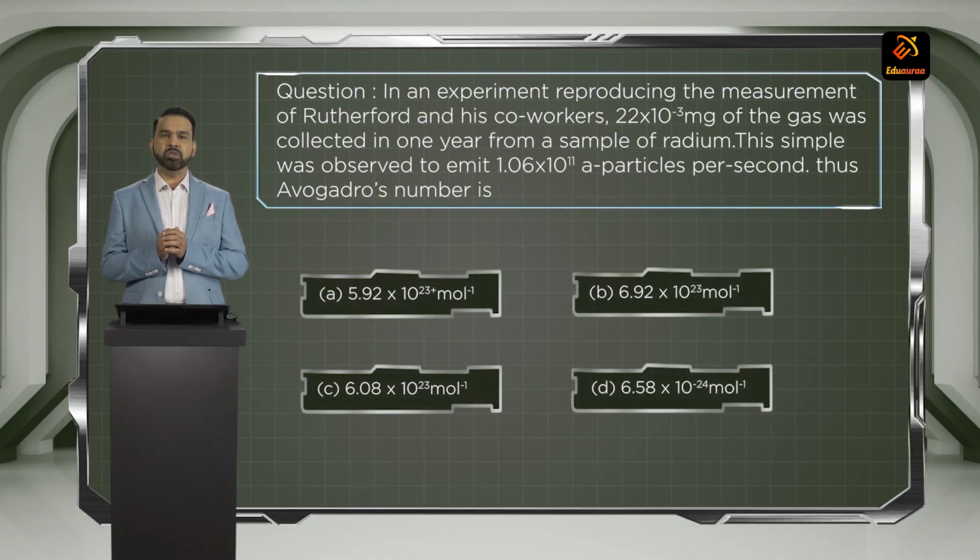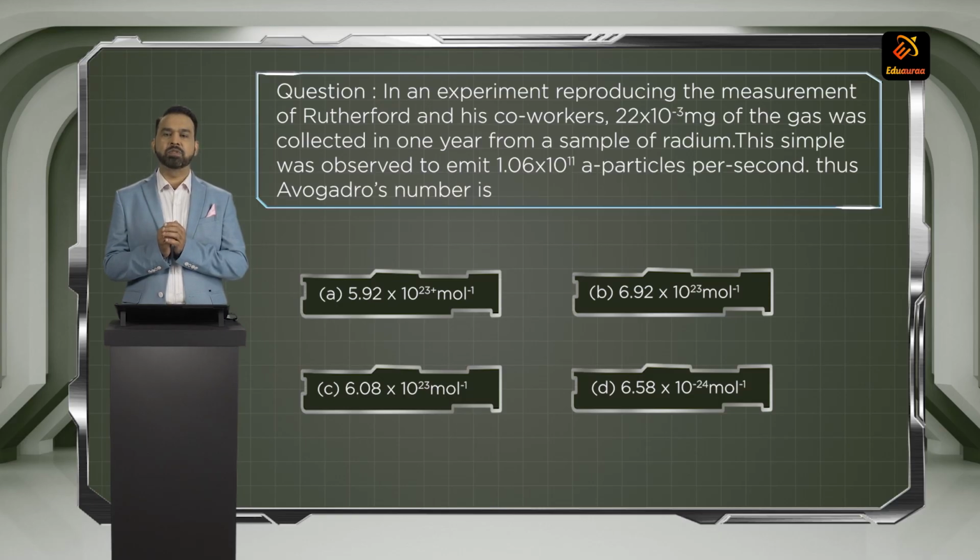Moving to the next question. In an experiment reproducing the measurements of Rutherford and his co-workers, 22 into 10 raised to minus 3 milligrams of helium was collected in 1 year from a sample of radium.